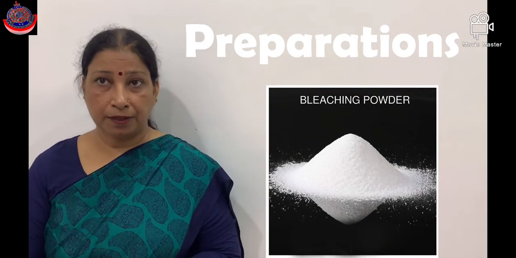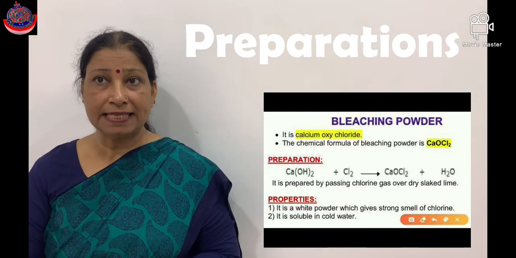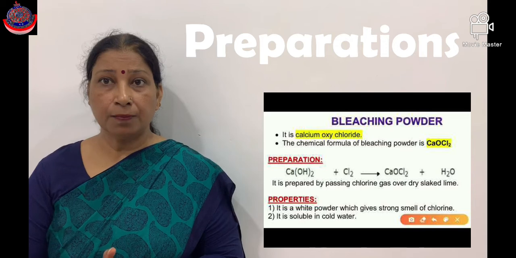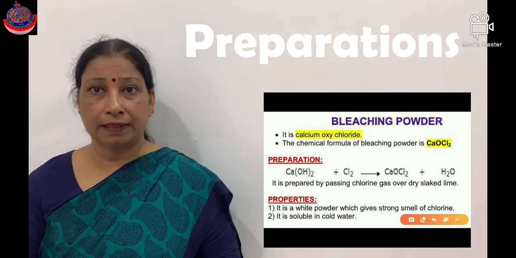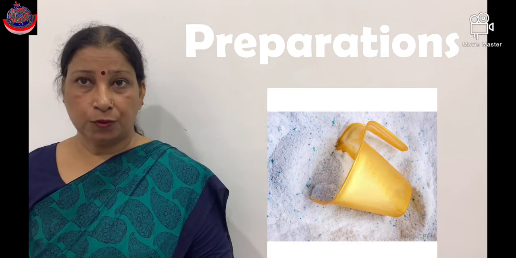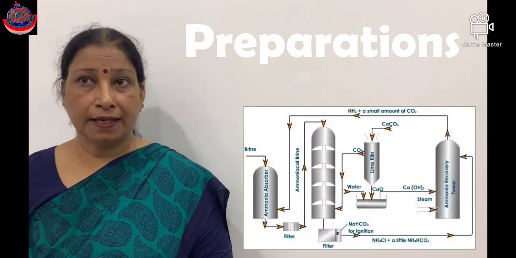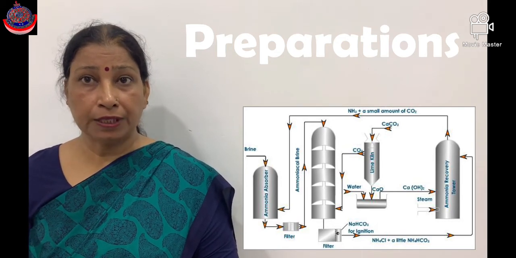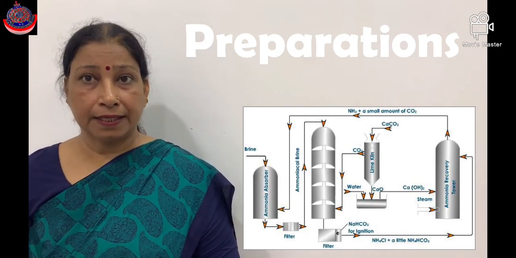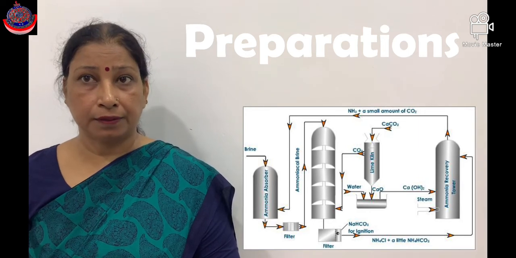Now bleaching powder. Preparation of bleaching powder, CaOCl2. Bleaching powder is prepared by passing chlorine gas over dry slaked lime. Washing soda. Sodium carbonate decahydrate. Preparation of washing soda: when sodium bicarbonate is ignited, it gives sodium carbonate.